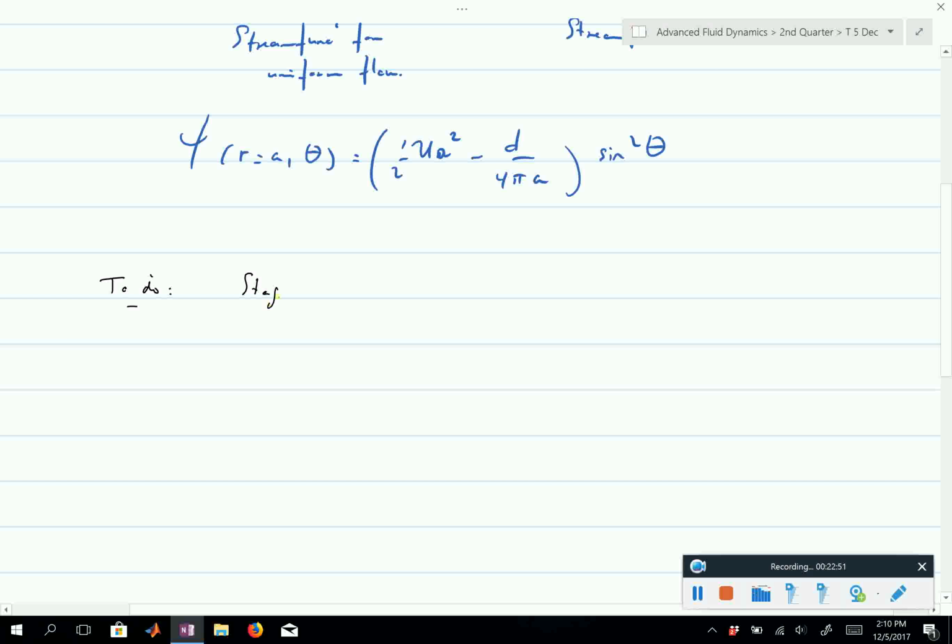You want to find the stagnation points at the surface of the sphere, and you want to compute the drag force.